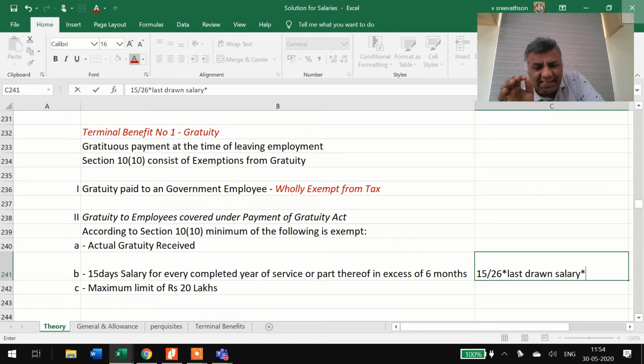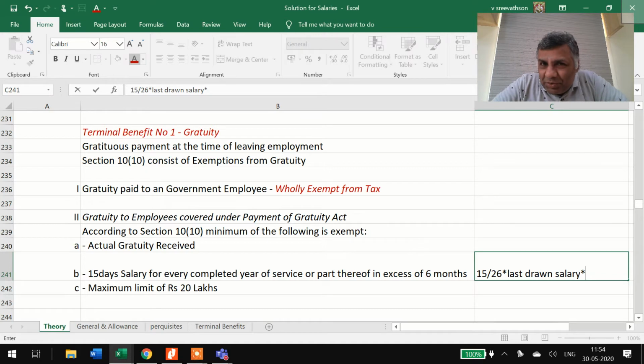15 days salary. So 15 by 26 into last drawn salary for every completed year of service or part thereof in excess of 6 months. Repeat. For every completed year of service or part thereof in excess of 6 months.